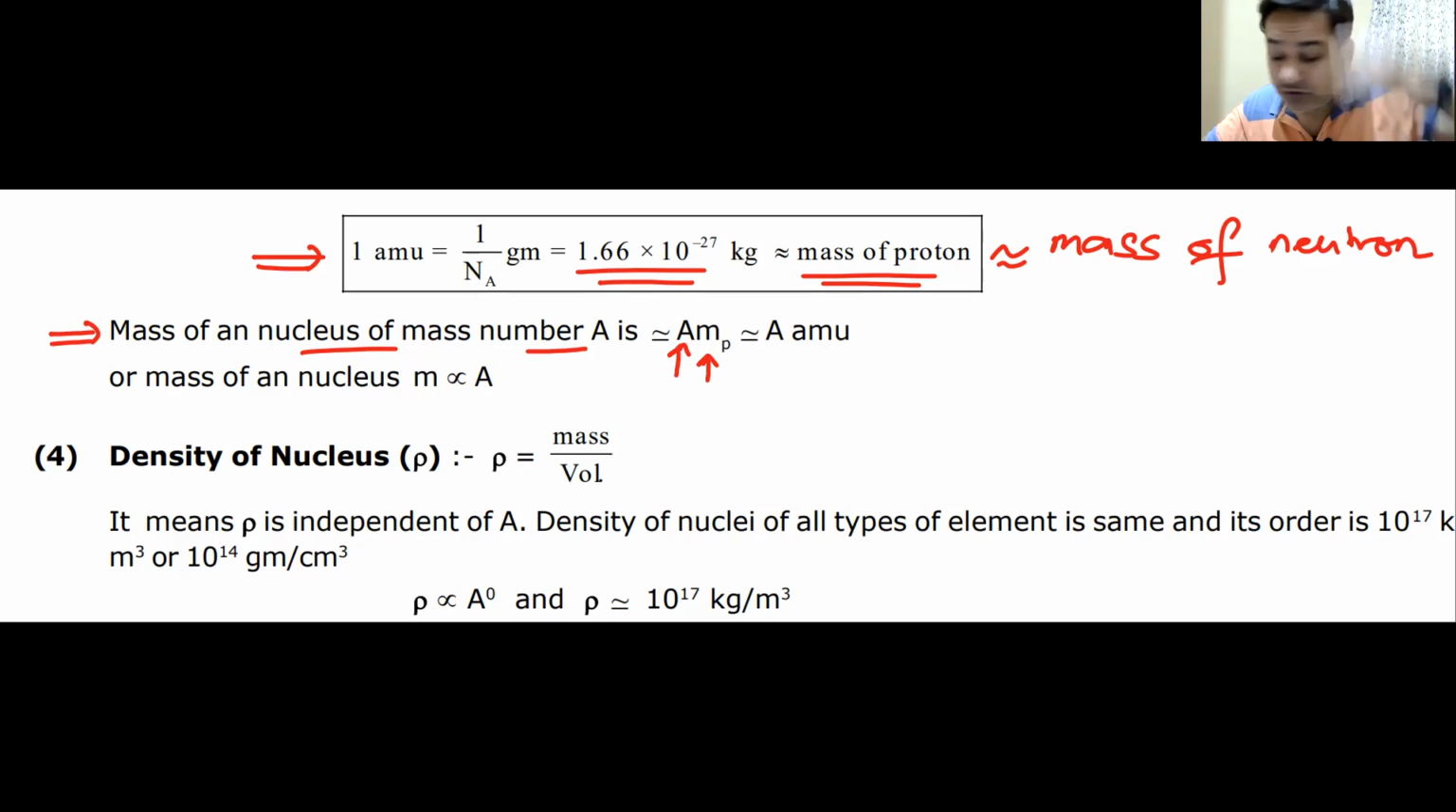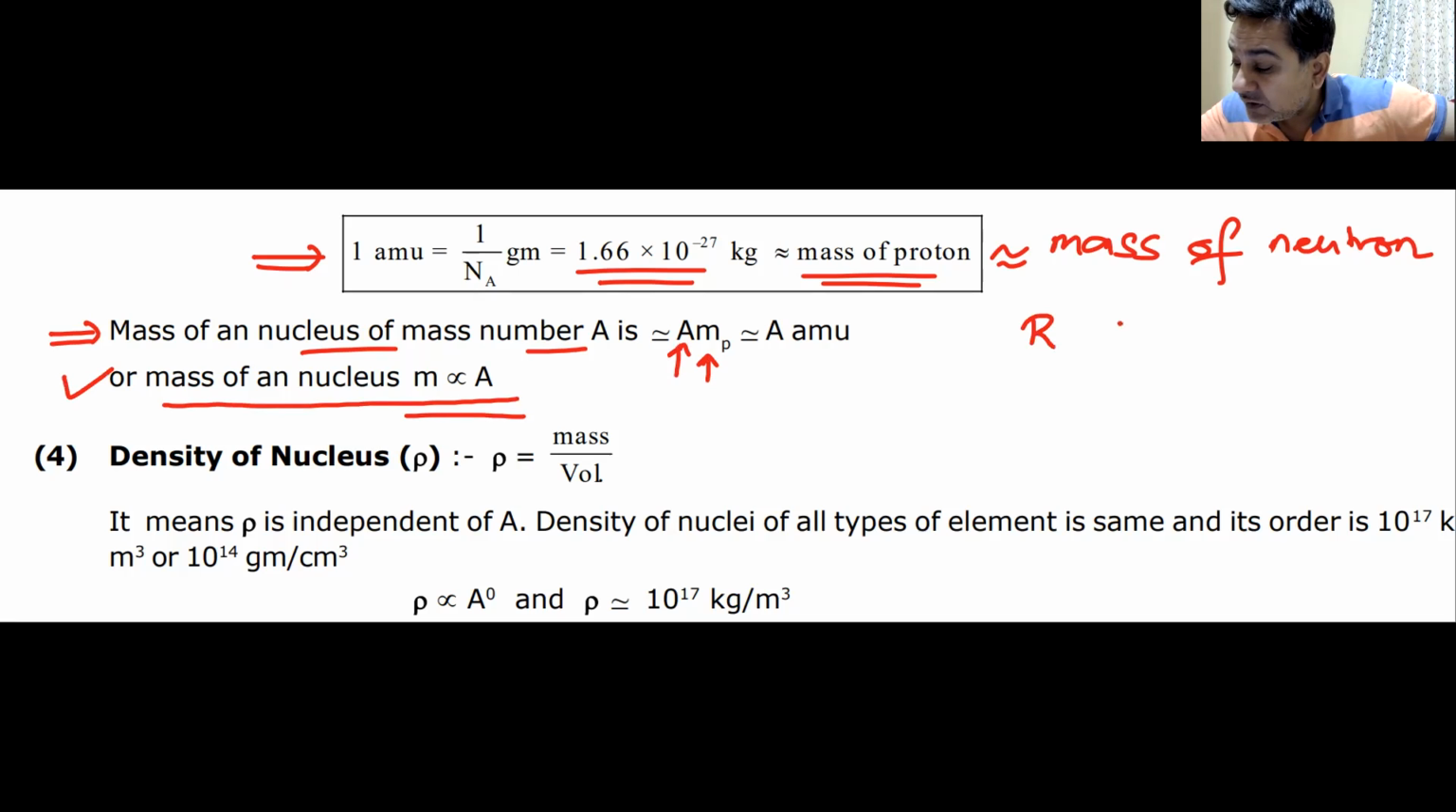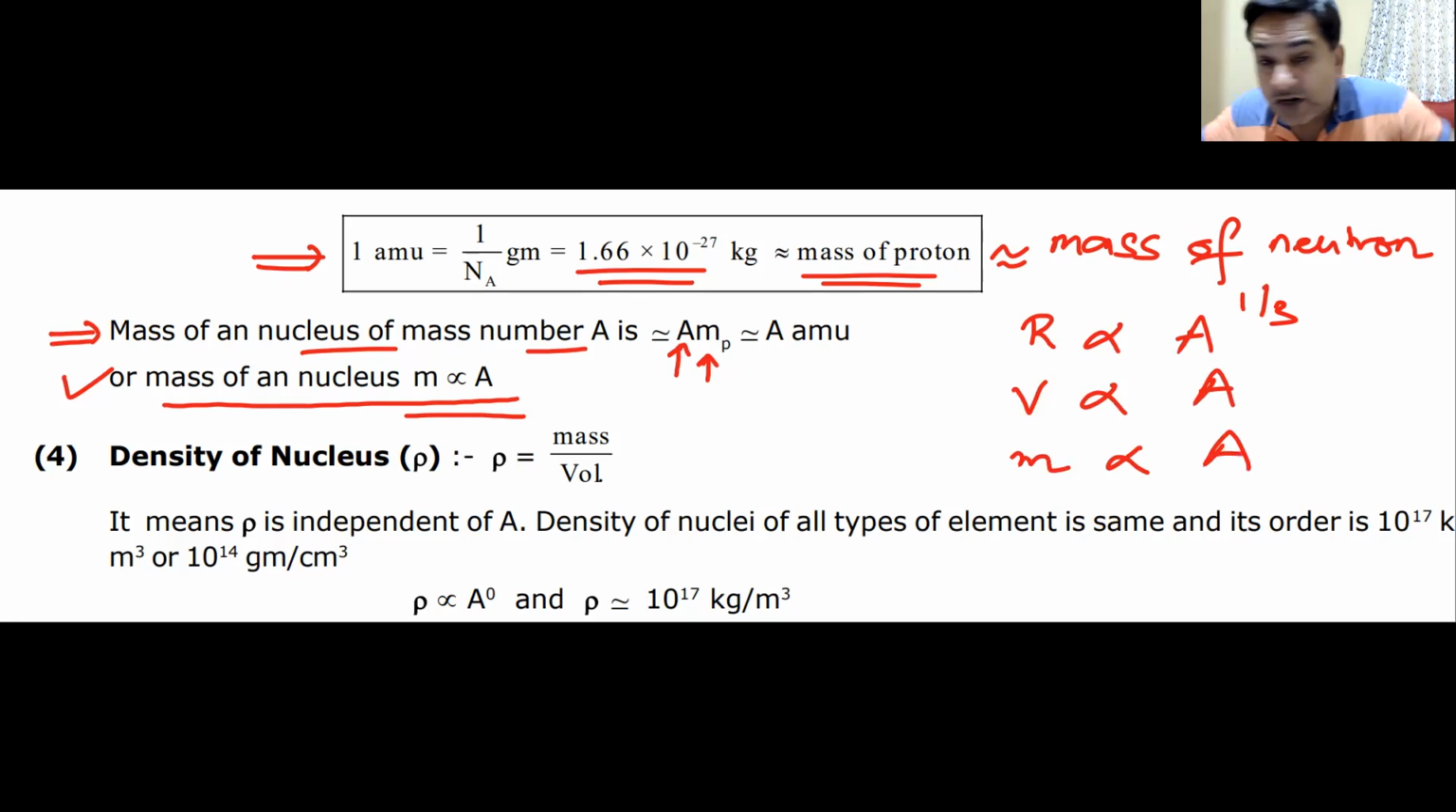That means the mass of the proton is fixed. I can write the mass of the nucleus m is proportional to A, the mass number of the nucleus. Yes or no? Yes, sir. This is one important point that you must know. Remember, radius of the nucleus is proportional to A raised to the power 1 by 3. Volume of the nucleus is proportional to A, the mass number. Mass of the nucleus is proportional to A. Are we getting the bigger picture? Yes, sir. It is also a picture that will matter a lot in your life. Do we understand this?